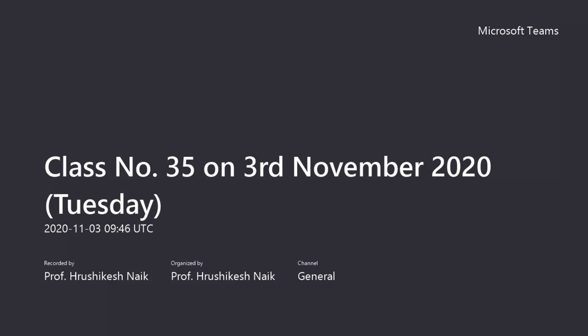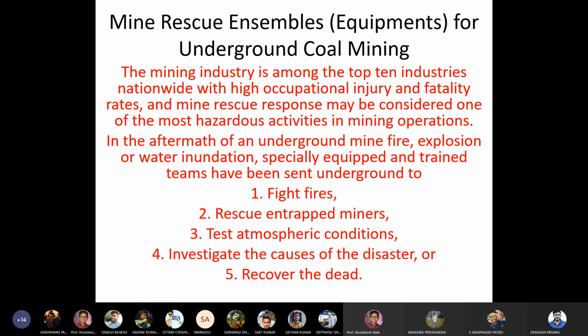So we have already discussed the different types of hazards associated with mining, starting from explosion, methane explosion, coal dust explosion, mine fire, inundation, roof fall, side fall, etc.